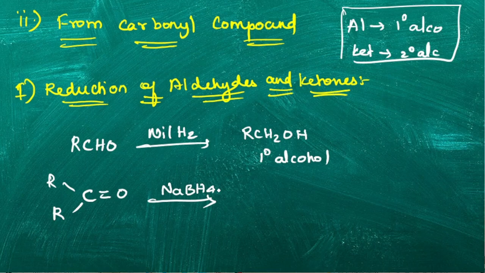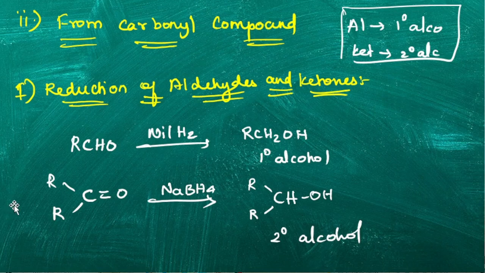So in the presence of NaBH4, it is going to form C double bond, that is R will be formed. It is going to form the secondary alcohol. Secondary means CHOH, secondary alcohol. So the aldehydes are going to produce the primary alcohol. Ketones are going to produce the secondary alcohol. Right? So now listen carefully over here.